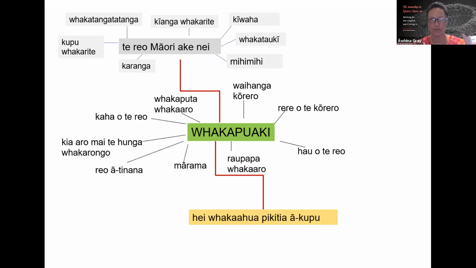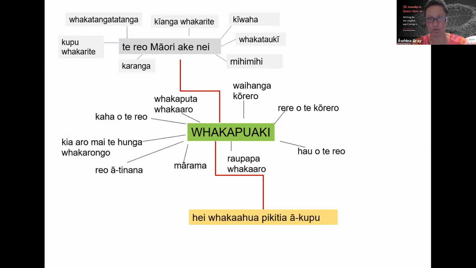Here's an example of what sits and what that term means. In this whāinga paitai, te reo Māori ake nei. So where are we now in our lineup? We've got a kupu mahi. We've got some really great ideas around kupu mahi. Te reo Māori ake nei, we've brainstormed that, and now we're going to hei whakaahua pikitia a kupu.